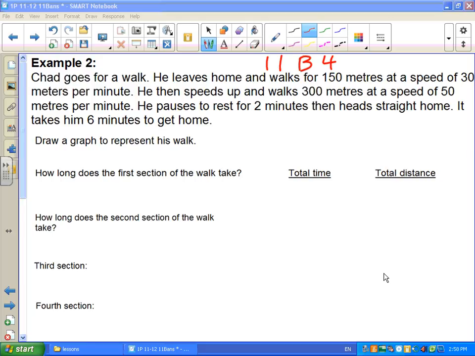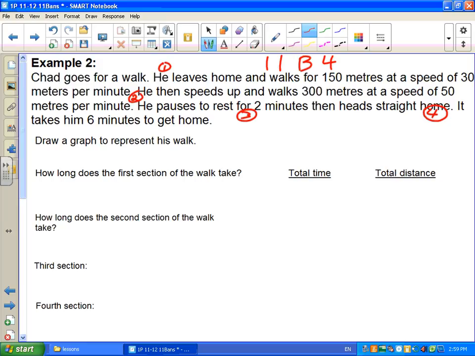Now, when we were describing what was going on in a graph, we had one sentence for each section of the graph. It's going to work the same way here. Each sentence in this description is going to translate into one section of our graph. So we're going to have section 1 here, him leaving home and walking. Then section 2, him speeding up. Section 3, where he pauses. And then section 4, where he heads straight home. So we're going to have 4 straight lines that make up our line graph.